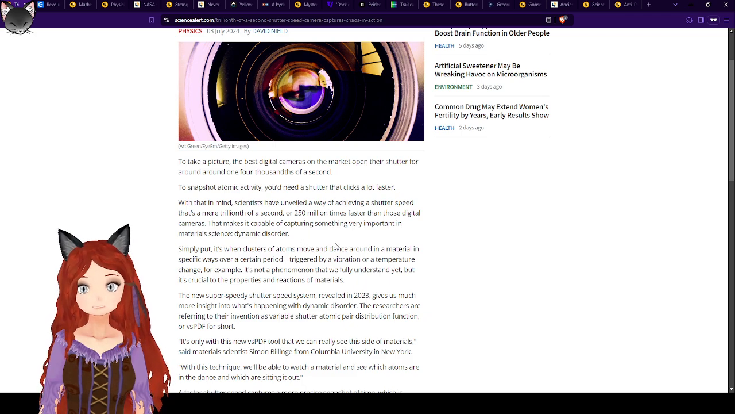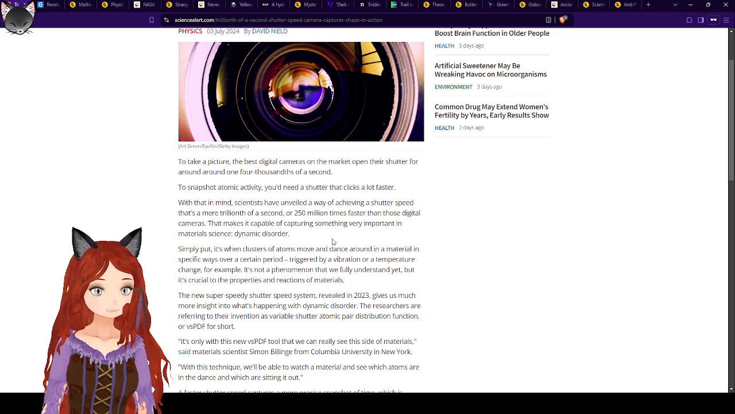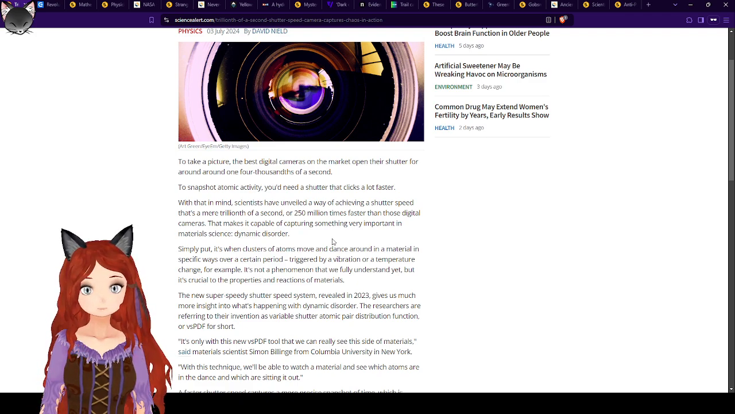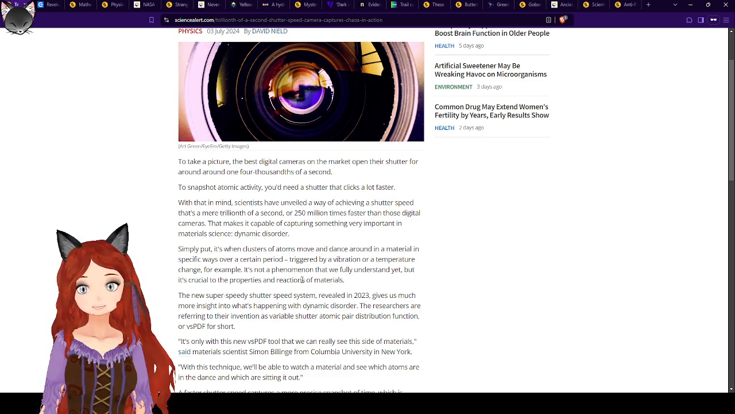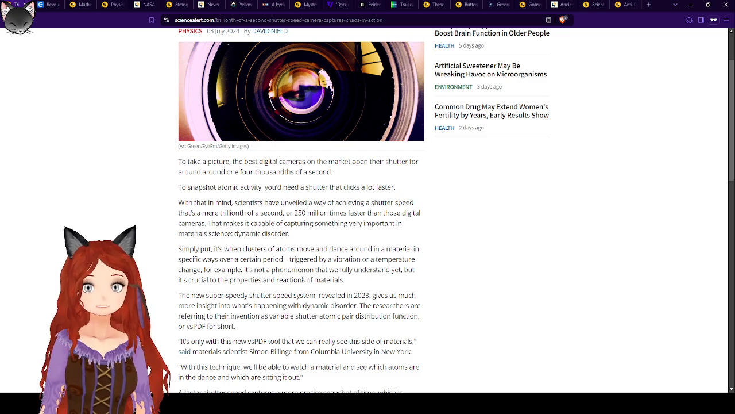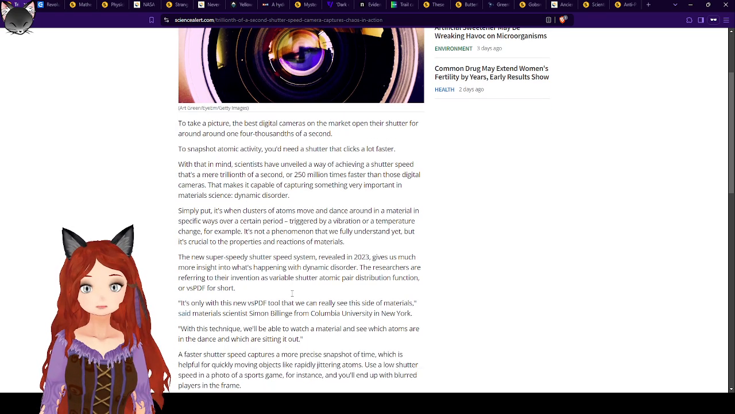Trillion times faster than those digital cameras. This makes it capable of capturing something very important in material science: dynamic disorder. Simply put, it's when clusters of atoms move and dance around in a material in specific ways over a certain period, triggered by a vibration or a temperature change, for example. It's not a phenomenon that we fully understand yet, but it's crucial to the properties and reactions of materials.